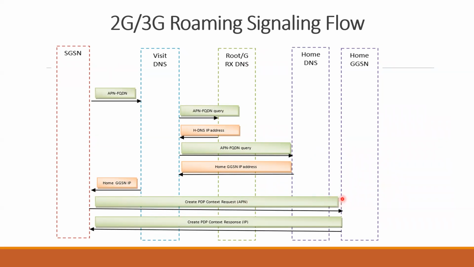And home GGSN will then communicate with OCS and PCRF, and if all its requirements are complete, from that specific APN IP pool, one specific IP is going to be assigned to that specific user. And then SGSN is going to send the activate PDP response to this specific user, and then the IP address is assigned to the user.